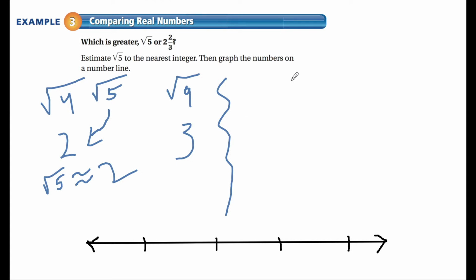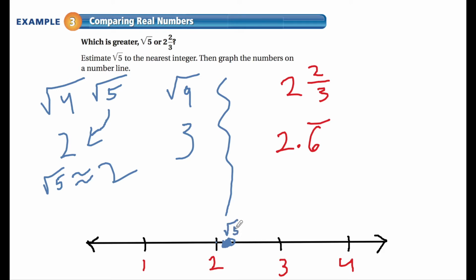Next, we need to figure out what to do with 2 2/3. How do we compare that to the square root of 5? Well, 2 2/3 is 2.6 repeating. So now let's make a number line. We have 1, 2, 3, and 4. We could say that the square root of 5 would be right about here, roughly. This is all estimating. And then 2 2/3 would probably be around here.